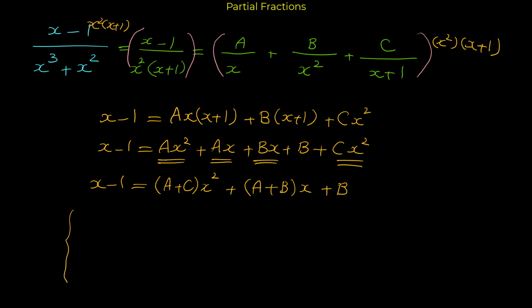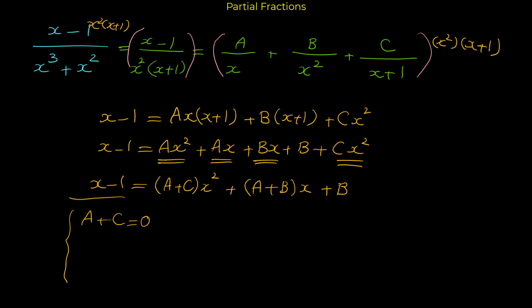In the left side, what is the coefficient of x squared? What is the coefficient of x squared here? We have no x squared here. So the coefficient of x squared in the left side is 0. Because we don't have any x squared. We just have x and minus 1. So the coefficient of x squared in the left side is 0. But what is the coefficient of x squared in the right side? Yes, it is A plus C. So A plus C should be 0.